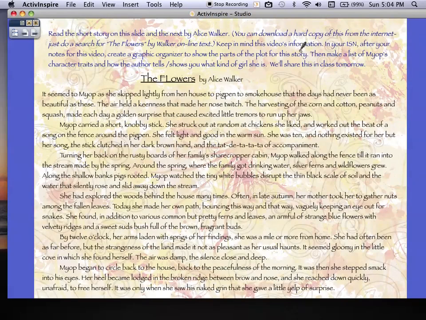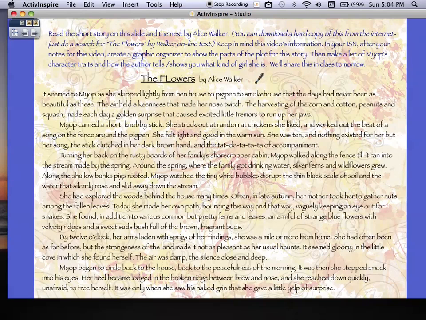Maybe, yes. Okay, the short story is called The Flowers by Alice Walker, and if you'd be more comfortable with a hard copy, you can go onto the internet, do a Google search for the story The Flowers by Alice Walker, ask for the online text. There's also a link in the short story unit in NiceNet.